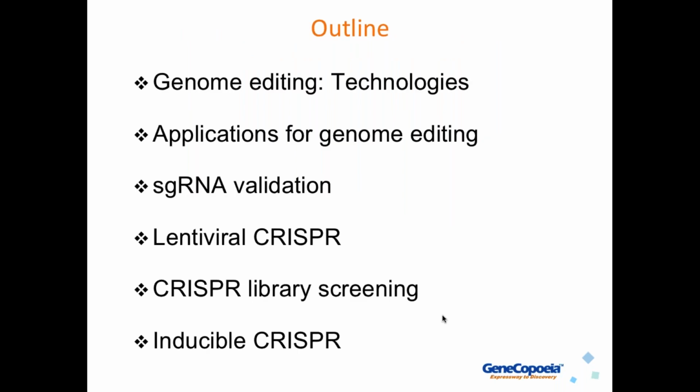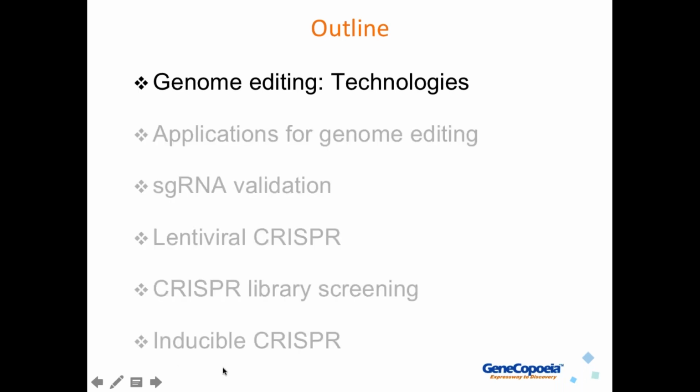All right, so here's an outline of today's seminar. First, I'm going to go over genome editing basic technologies, so some background. Then I'm going to talk about general applications for genome editing. Next, I'm going to talk about the 4 major applications for Cas9 stable cell lines that we discuss. These are sgRNA validation, lentiviral CRISPR, CRISPR library screening, and inducible CRISPR. All right, so let's go over genome editing technologies.